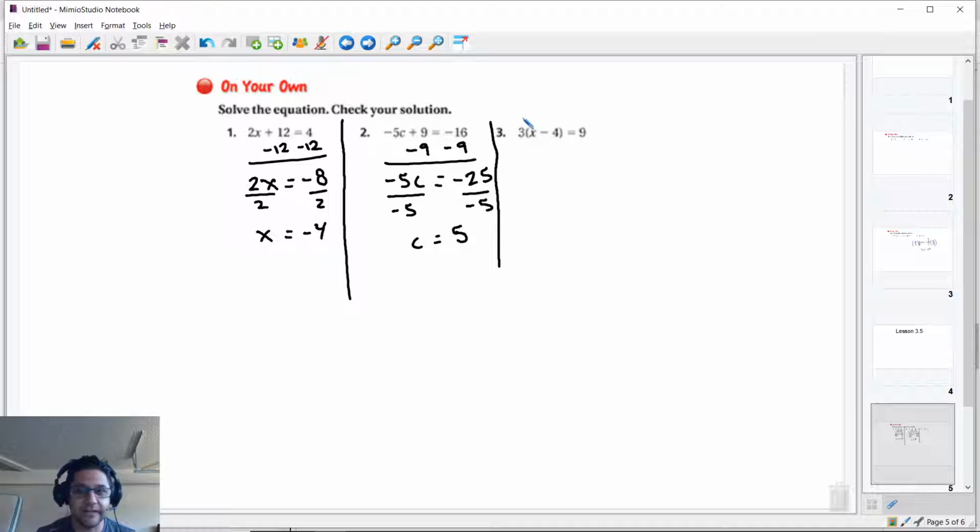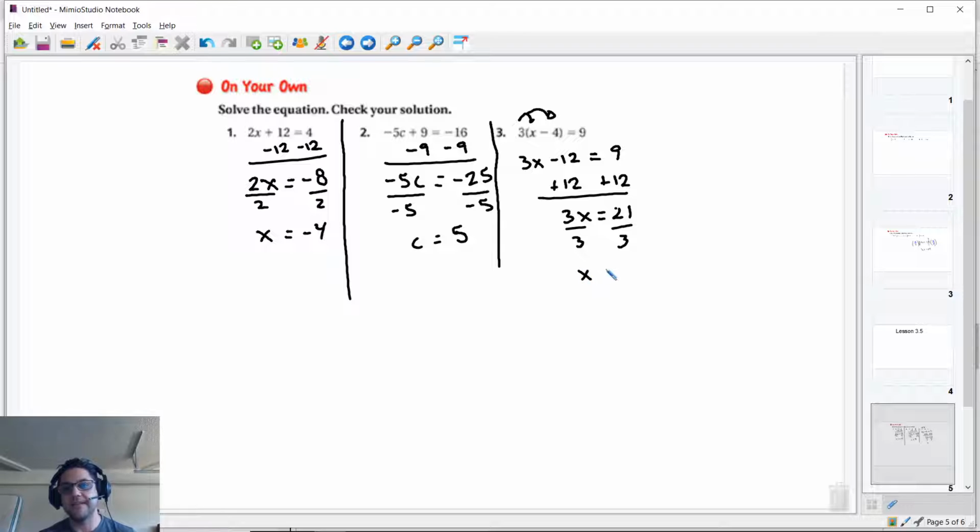All right, so on this one, technically it's a three-step problem, which is considered a multi-step problem. So again, they kind of snuck it in there. So distributive property, 3 times x is 3x. 3 times negative 4 is negative 12, is equal to 9. Now I have it as a two-step problem. So let's go ahead and add 12 to both sides. 3x is equal to 21. Divide both sides by 3. So x is equal to 7.